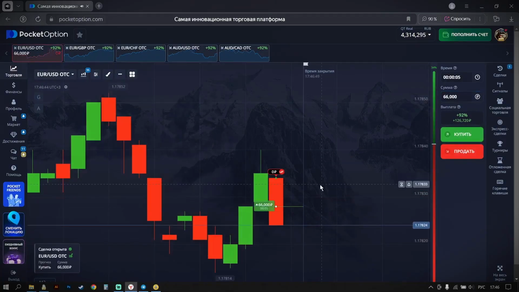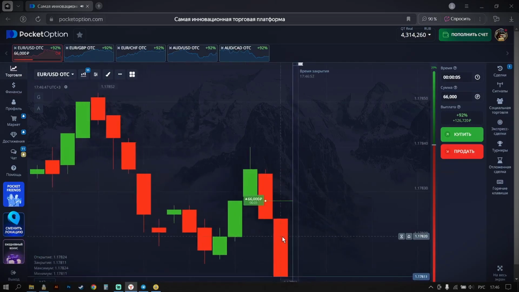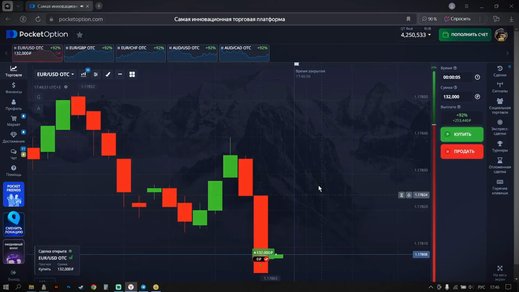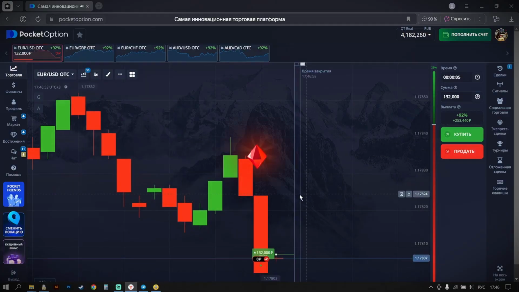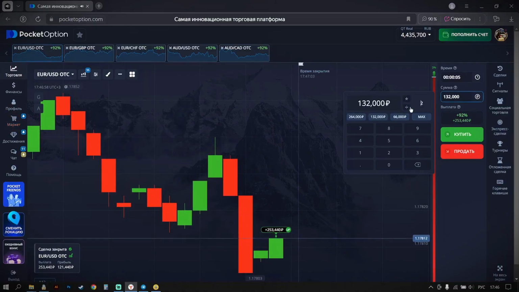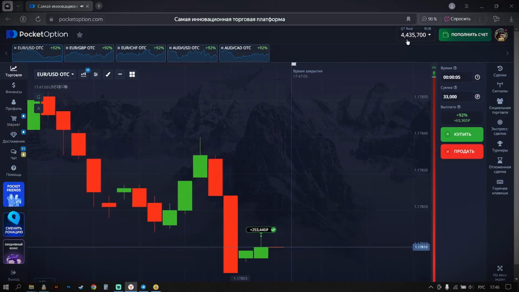The deal closes in negative. Analyze for an increase. The coverage deal at 66,000 rubles. Well, the chart went down for us, so we make another coverage at 132,000 rubles. Of course, we want this coverage to close confidently in the positive. Excellent. The coverage closes in profit.